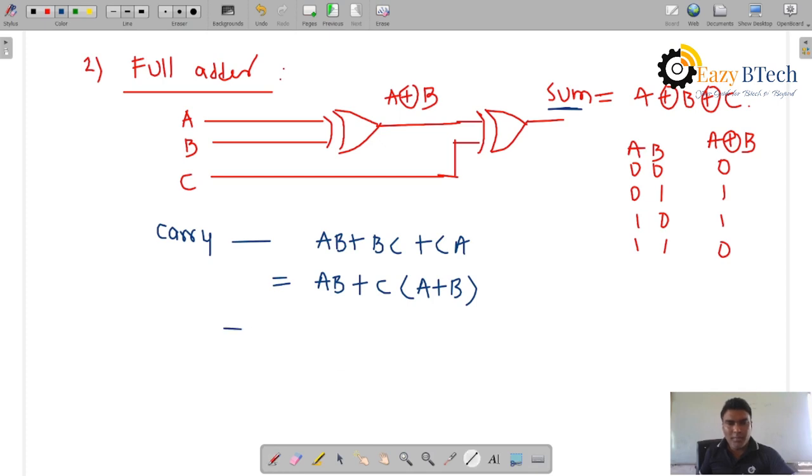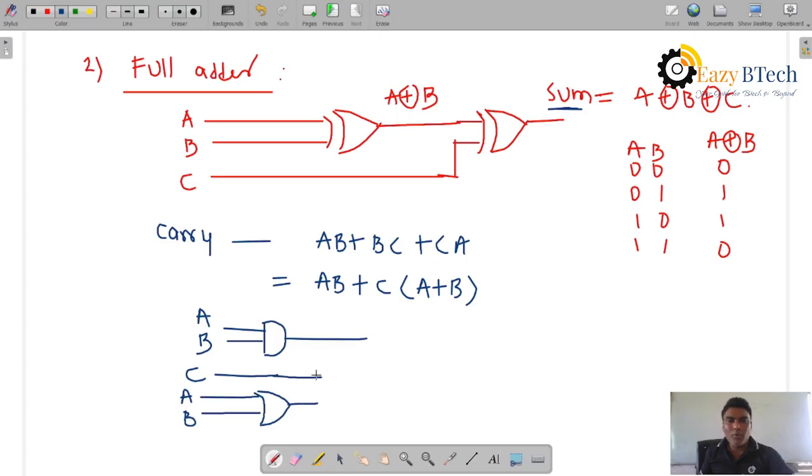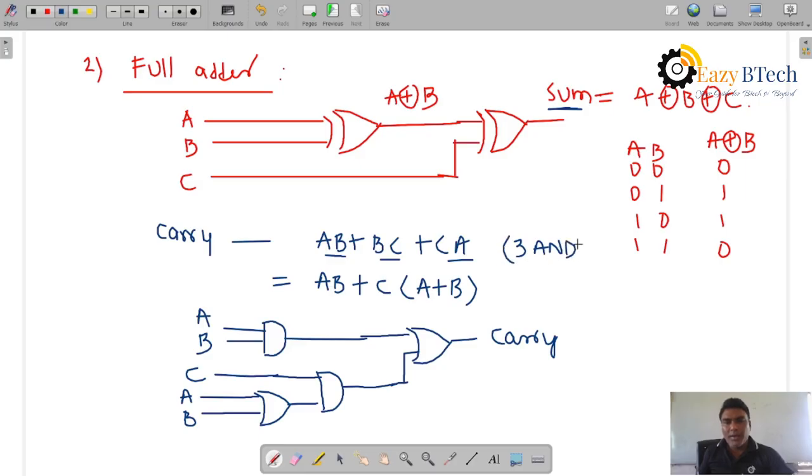A and B are inputs, and C is also an input. This is the AND operation of A and B. A plus B is an OR gate, and both go into an AND gate. Adding these two is an OR gate, and this is the carry. The carry is simplified. See how many AND gates are here: AB is one AND gate, BC is one AND gate, CA is one AND gate, so three AND gates. And how many OR gates?